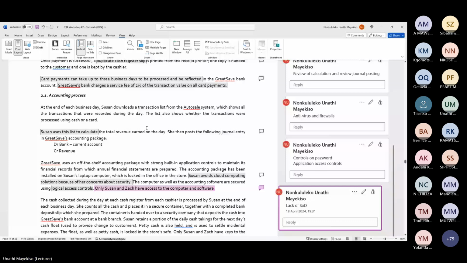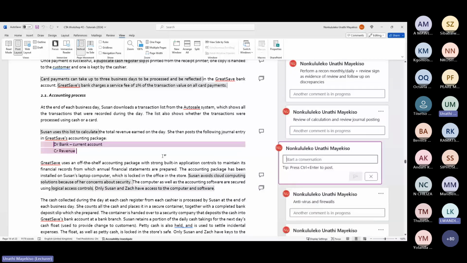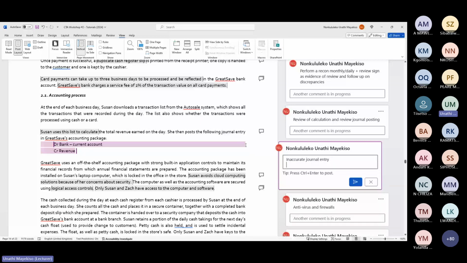All right. Looking at the journal that the person is processing, what I'm trying to get to is that 2% that the bank charges. The bank won't give you the whole amount and then you pay the 2%. The bank takes the 2% automatically on those transactions that are card payments. So I would expect 2 debits and then 1 credit for revenue. I would expect another entry there. I would expect a VAT entry. What about the VAT?